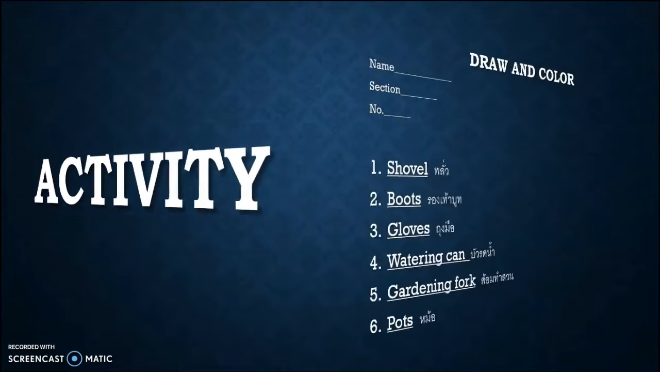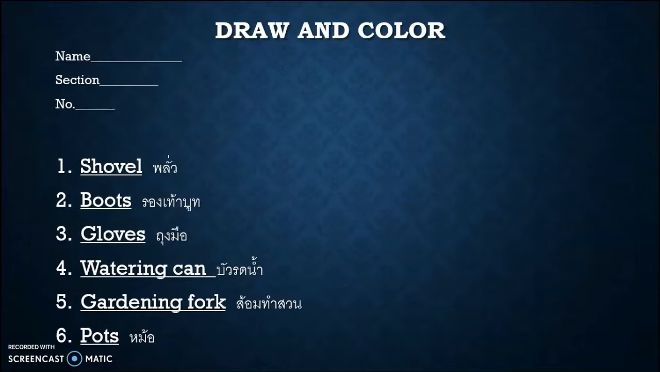Alright, so that's the end of our topic. Now, the activity. Draw and color. Okay, so what does it mean? Draw and color. Alright, write your name, section, and number. Now, the first one, shovel. Okay, draw and color. You draw the shovel.